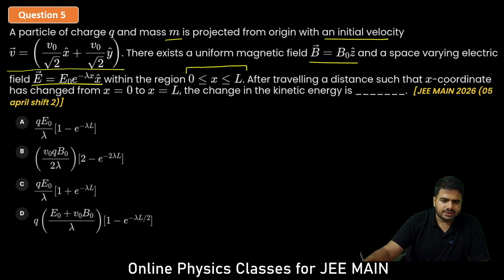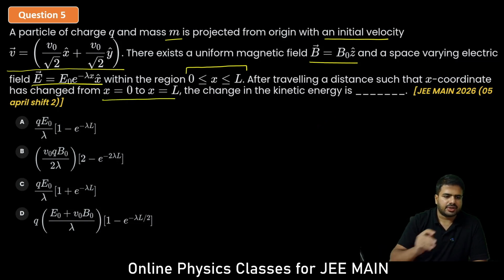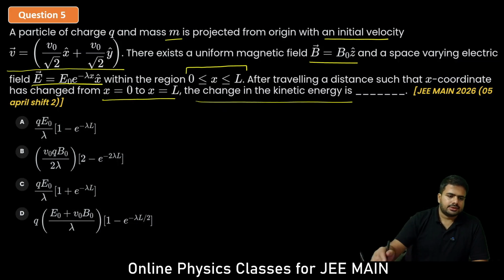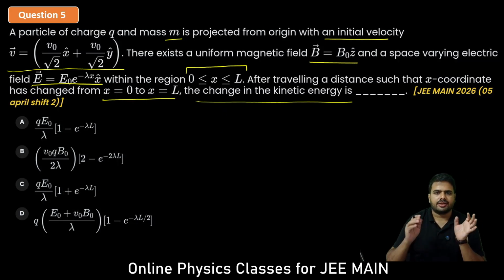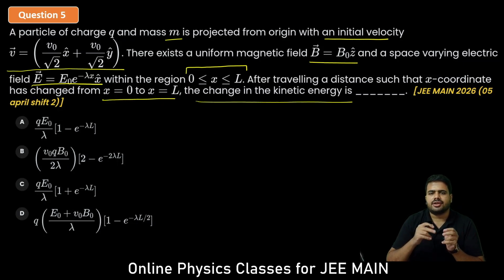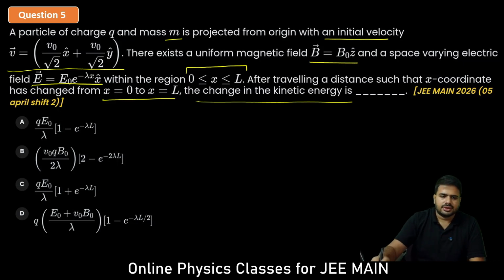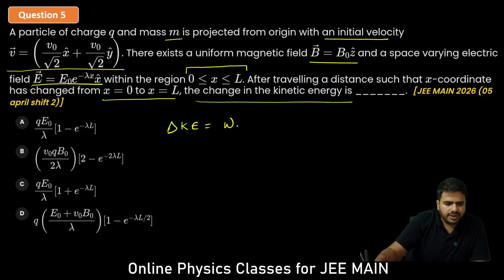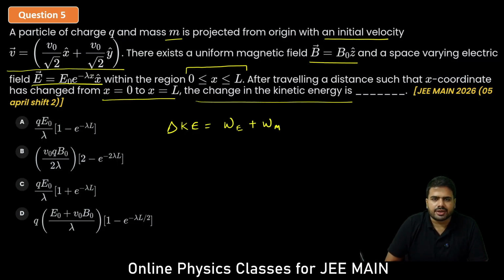After traveling a distance on the x coordinate from 0 to L, in that same zone only, the charged particle has traveled. The change in the kinetic energy is asked. So here you see what concept we can apply. What are the things we can understand here? Change in kinetic energy from the work energy theorem. We know that change in kinetic energy is the work done by all the forces. So let's write that down first: change in the kinetic energy is the work done by all the forces. Here we have electric force, and here we have magnetic force. So work done by electric force and work done by magnetic force.